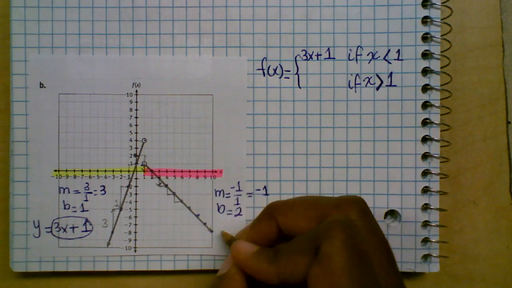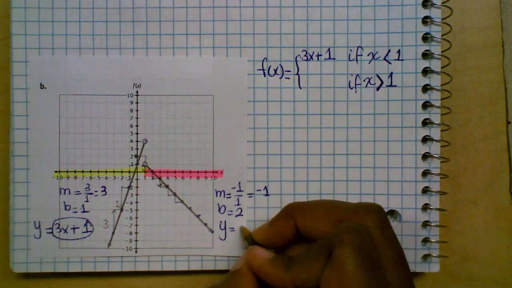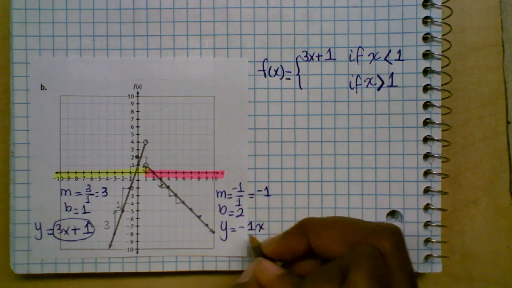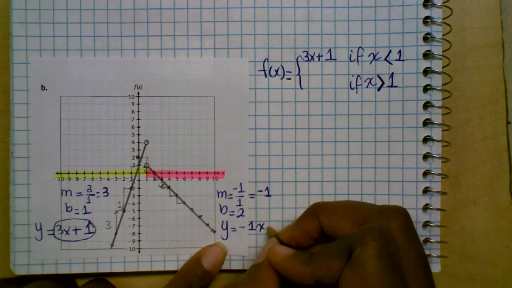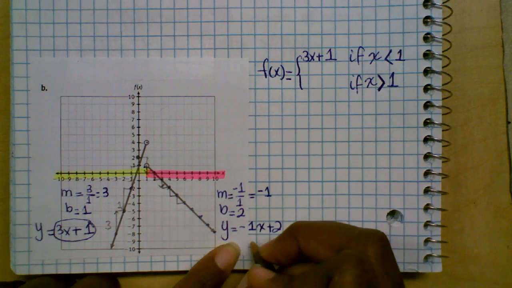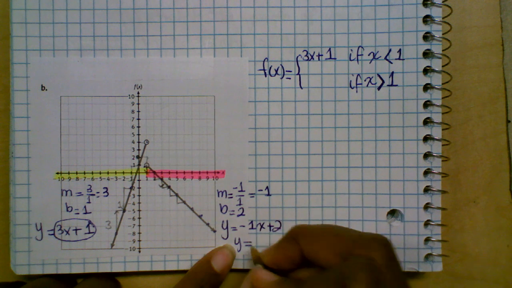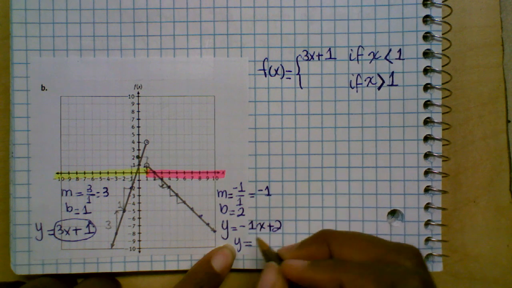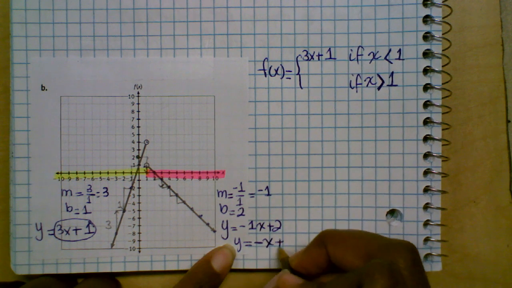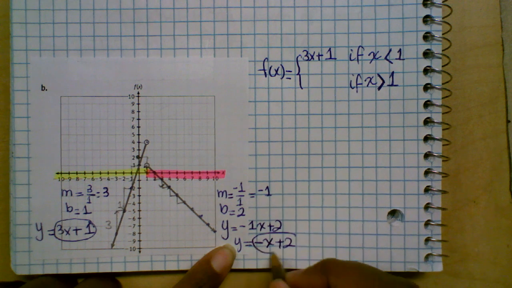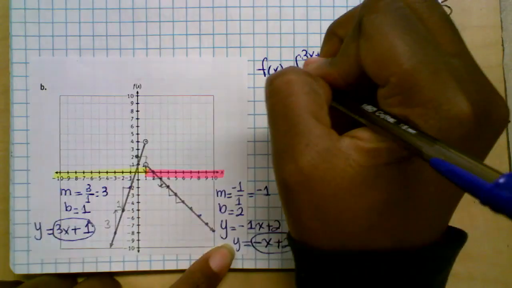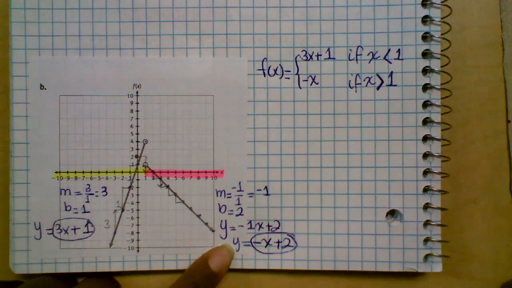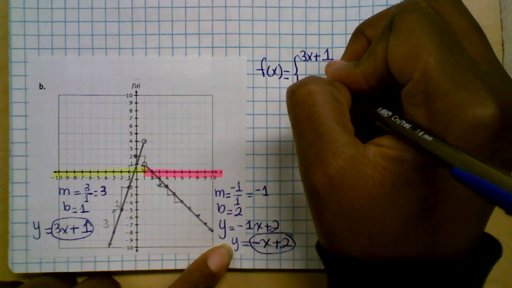So the equation of the line is y equals -1x plus 2. As mathematicians, we don't write the 1, you drop it. So I'm going to write -x plus 2. That's the expression I'm going to use in the piecewise defined function, the second one. So I'm going to write -x plus 2.